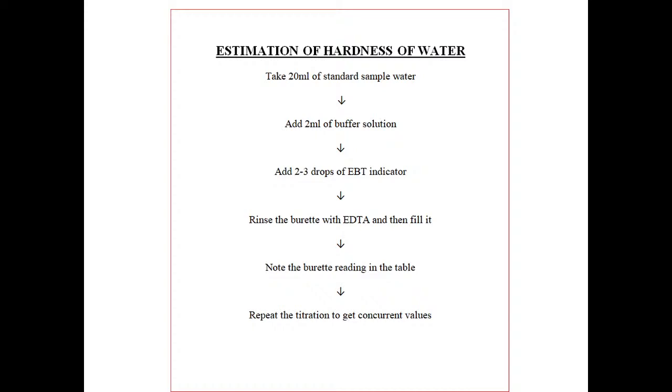How many titrations you have to take, that will be told on the day of the examination. So the steps are simple. First you take the conical flask; if there are two samples, three samples, whatever samples and whatever titrations, that will be told. After that you will add 2 ml of the buffer solution, 2-3 drops of EBT indicator, and you will rinse the burette with EDTA. Then you will titrate, note down the burette reading, and repeat the titration to get the concurrent value. We'll take a small pause for the azan.